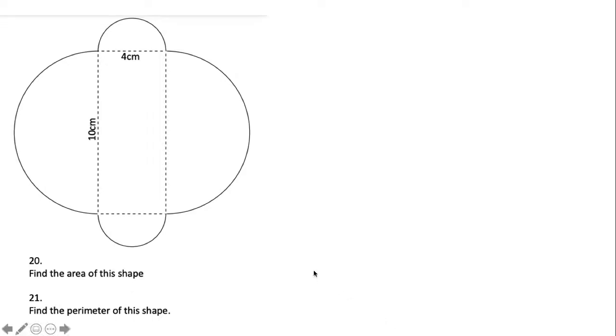Find the area of this shape. Well, it's basically a rectangle in the middle, 10 times 4, but then it's got 2 little half circles and 2 big half circles. So that makes a whole big circle and a whole little circle. So overall, the area is the small circle area, that one, plus the big circle area, that one, plus the rectangle in the middle.